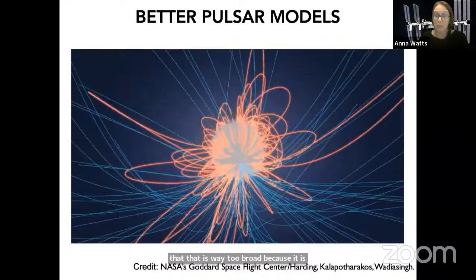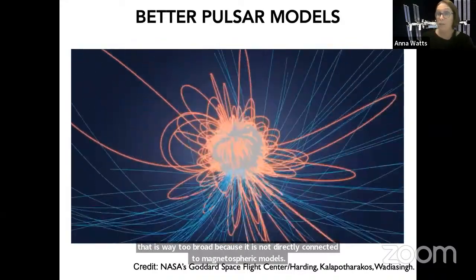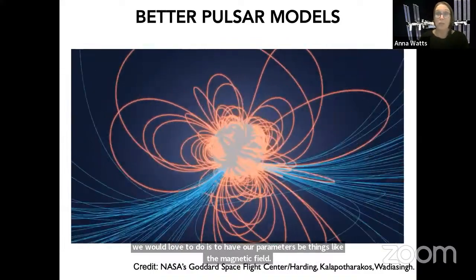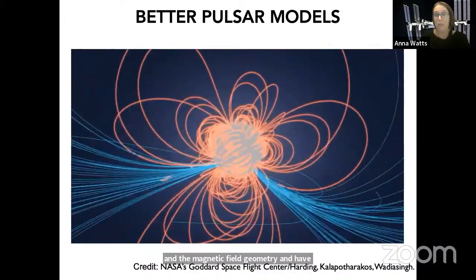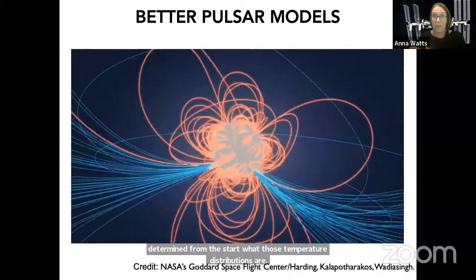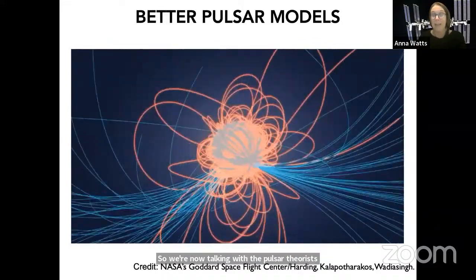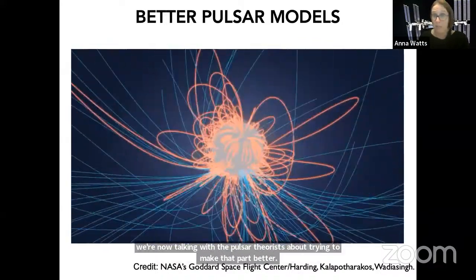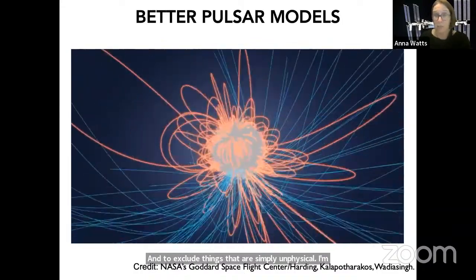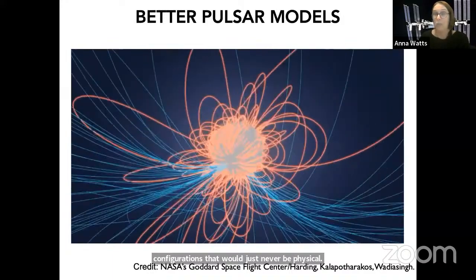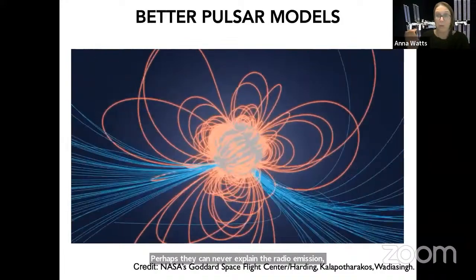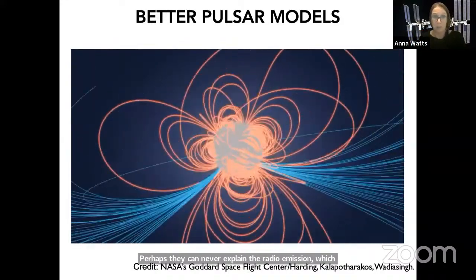It is quite possible that that is way too broad because it is not directly connected to magnetospheric models. What we would love to do is to have our parameters be things like the magnetic field and the magnetic field geometry, and have those determine from the start what those temperature distributions are. So we're now talking with the pulsar theorists about trying to make that part better and to exclude things that are simply unphysical. I'm pretty sure our current prior space includes configurations that would just never be physical. Perhaps they can never explain the radio emission, which also comes from the magnetic field. So this is somewhere I think we can do much, much better in terms of our modeling.